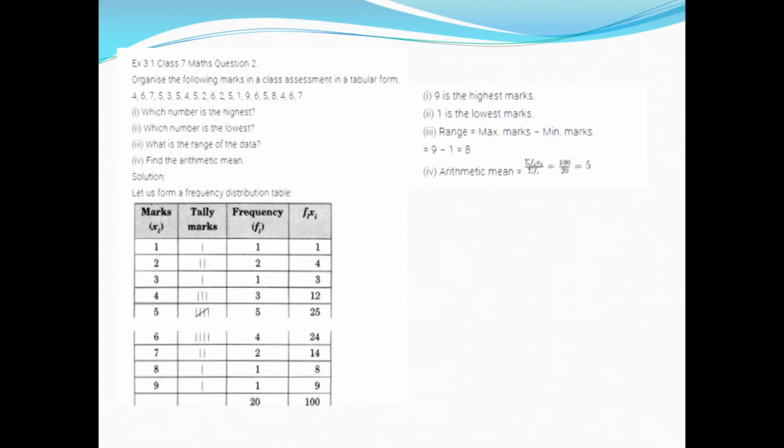And we need to find out the arithmetic mean. Arithmetic mean is the sum of all the observations upon the total number of observations. We can take it that way, that is the sum of all the values in the table. You can see we have added up all the values, that is 100 divided by 20. So this will be 5. So arithmetic mean is 5.